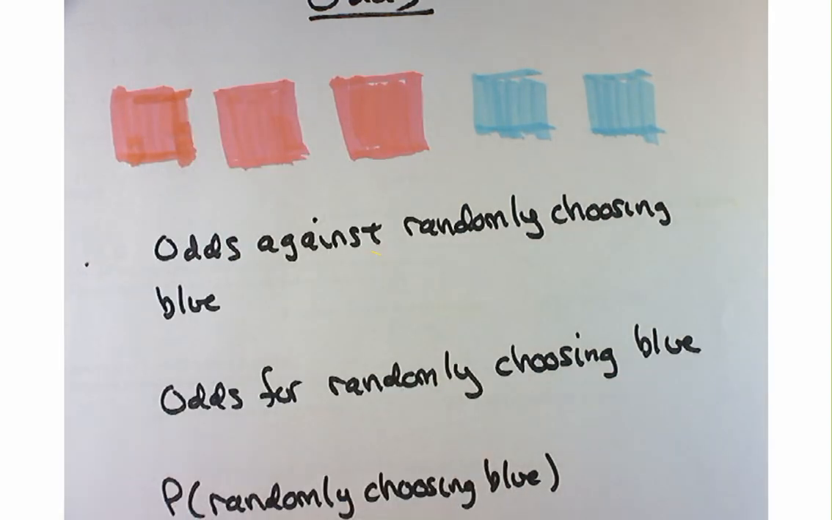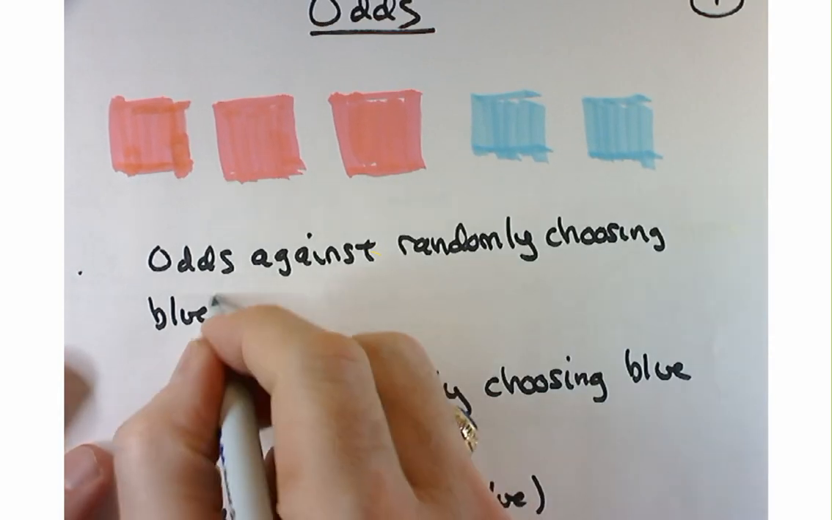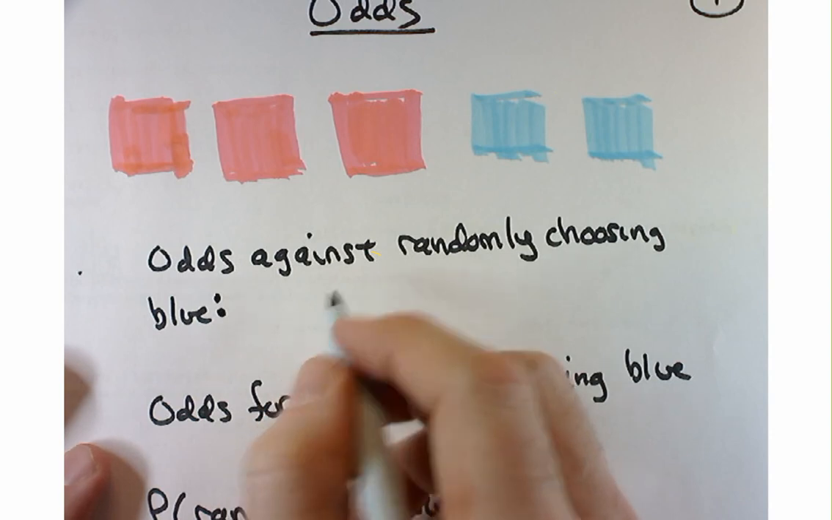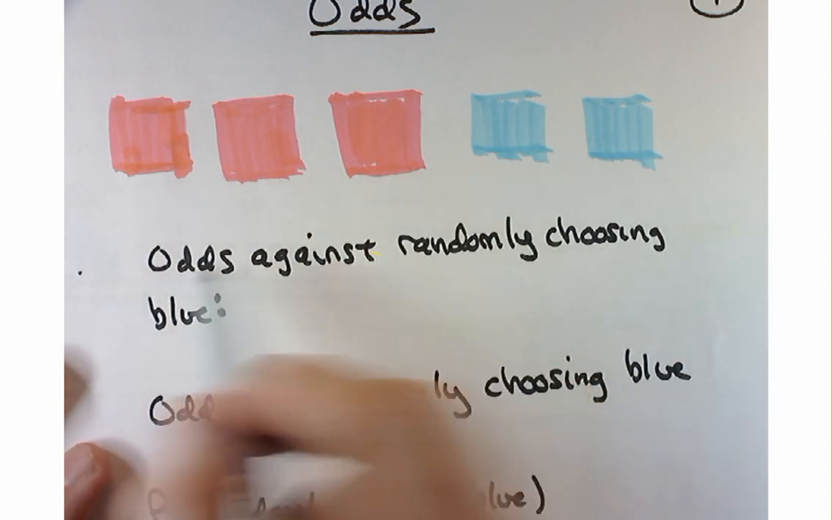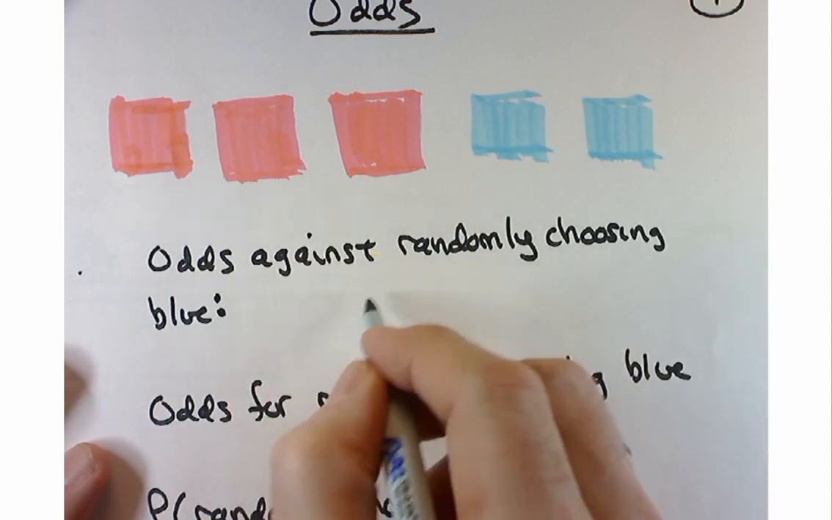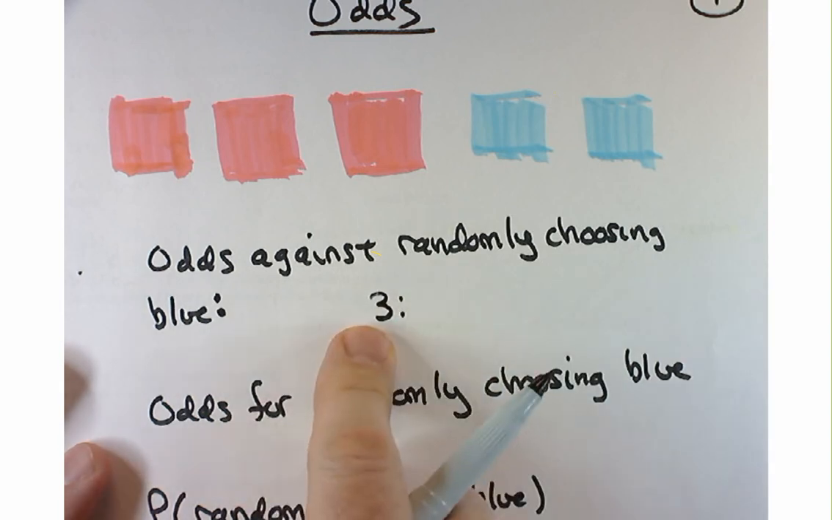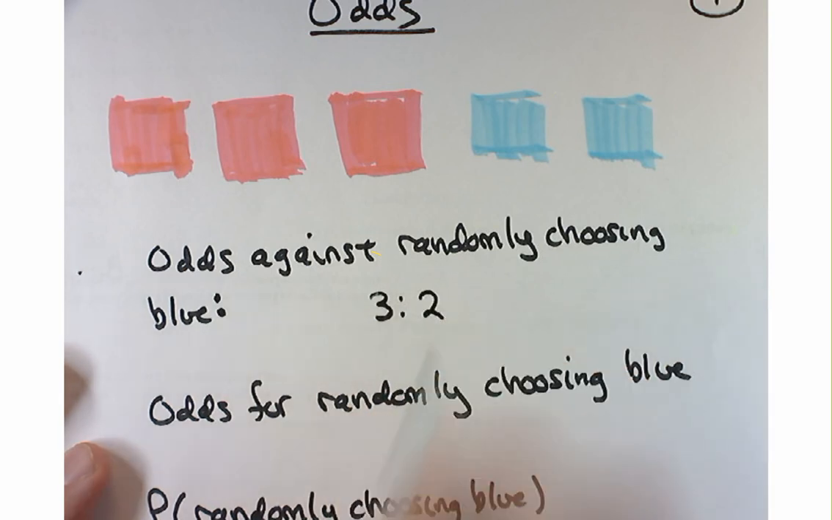And I want to look at the odds against randomly choosing a blue square. So odds against, that's going to mean the number of ways that it won't happen. How many ways are there you can avoid choosing a blue? 3. There's 3 ways against. How many ways for? 2. So those are the odds against randomly choosing a blue. 3 times you won't, 2 times you will. So those are the odds against.